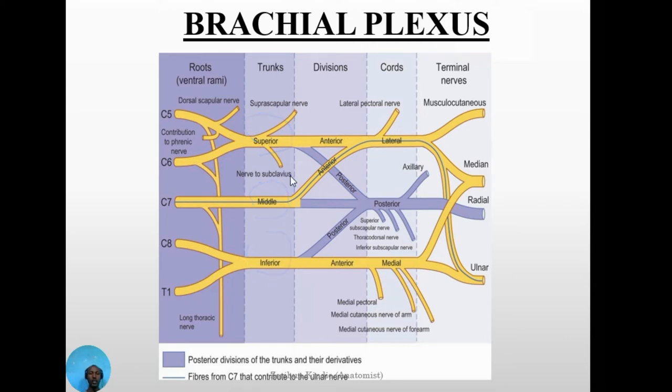From the trunks, we can get divisions: the anterior division and the posterior division. And other parts of the brachial plexus are the cords: the lateral cord, the posterior cord, and the medial cord. So we can get 3 cords. From the cords we can get the terminal branches of the brachial plexus, like the median nerve, ulnar nerve, axillary nerve, and musculocutaneous nerve. Those are the main nerves of the brachial plexus.